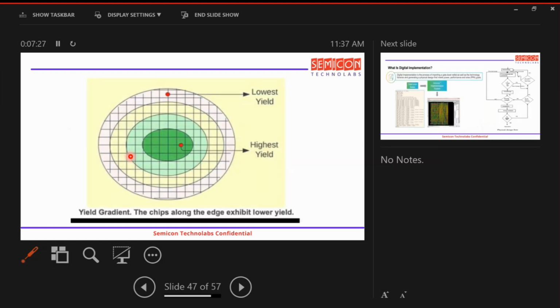So lowest yield, highest yield. What does it mean? Yield gradient. The chips along the edge exhibit lower yield, right? When we have the chips at the edges, usually the yield will be a little lesser compared to the chips which are at the middle in a wafer. Okay, because the manufacturing process is robust at the center as compared to edges. Okay, it doesn't mean the edge chips will be discarded; they will also be used, but then the yield will be slightly lesser. Okay.